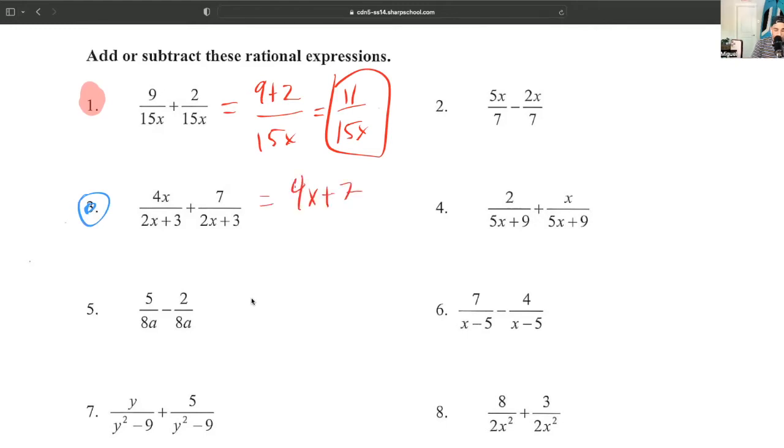4x plus 7 over 2x plus 3. Very, very simple. Again, because they have common denominators, there's no real issue here. We can just add the values across. But this is where the tricky part in pre-calculus, or if you're in algebra 2, these are the types of problems that you are going to see. What happens when they don't have common denominators?